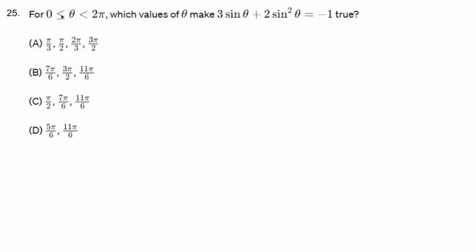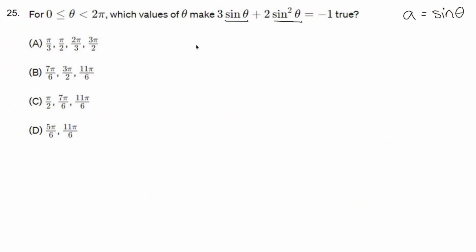For 0 ≤ θ < 2π, which values of θ make 3 sin θ + 2 sin² θ = -1 true? Whenever I see this, I just make believe in my head that sine theta is A. Let's just pretend that sine theta is A.